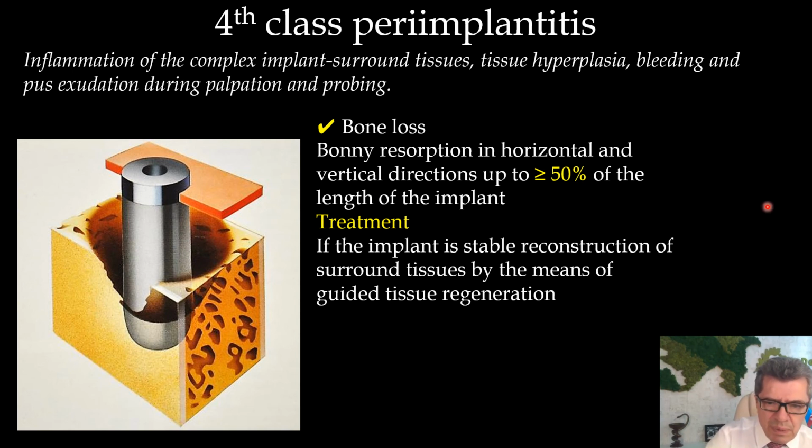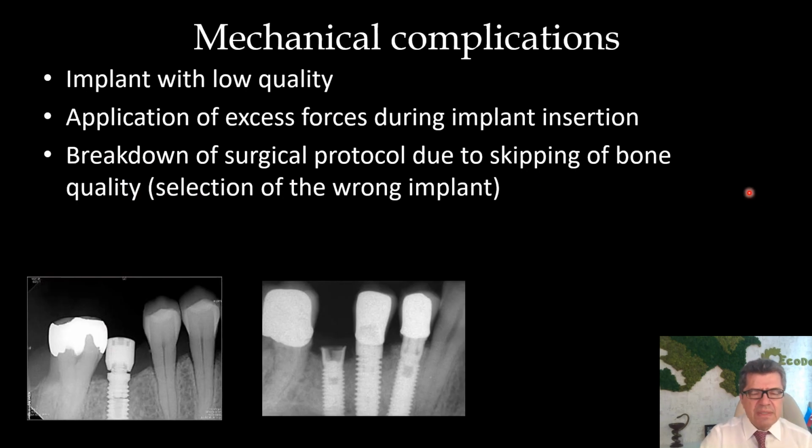In the fourth class of peri-implantitis, we have bone resorption of more than 50% of the implant length. If the implant is stable, the treatment is reconstruction of the bone using guided tissue regeneration. Sometimes we have mechanical complications: an implant of low quality, application of excess force during implant insertion, and a breach of the surgical protocol due to skipping assessment of bone quality.